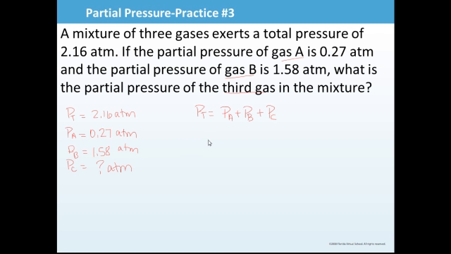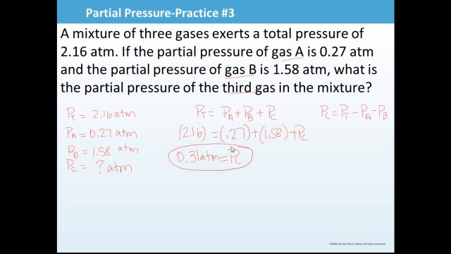Now, depending on how you like to do algebra, you can go ahead and plug in everything in this formula, or you can rearrange whatever is easier for you. I'm just going to plug everything right into this formula. So 2.16 equals 0.27 plus 1.58 plus PC. And then we're going to rearrange, get 0.27 and 1.58 over to the other side, and we get 0.31 atm. So now we understand the total pressure. This is Dalton's law of partial pressures. The total pressure of the system is equal to the sum of the parts.